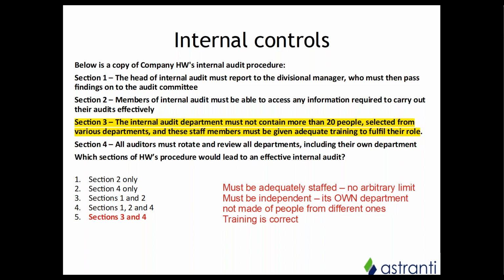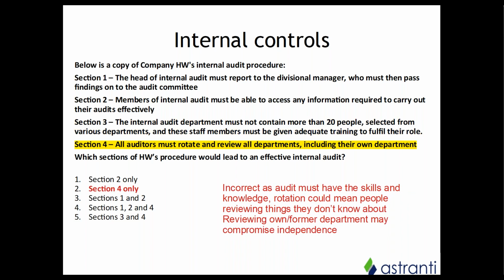What about section 3? The internal audits must not contain more than 20 people. Now, a few things here. They must be appropriately staffed. There's no arbitrary limit for an internal audit department, so saying it cannot have more than 20 people is not effective. They must be independent as well. So when we think about section 4, its own department, you can't have people auditing their own department because they might have unconscious bias towards that. So that is not correct. The only thing that is correct there is that they must be given adequate training to fulfill their roles.